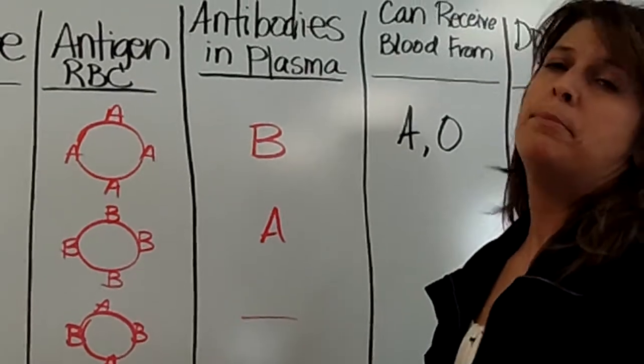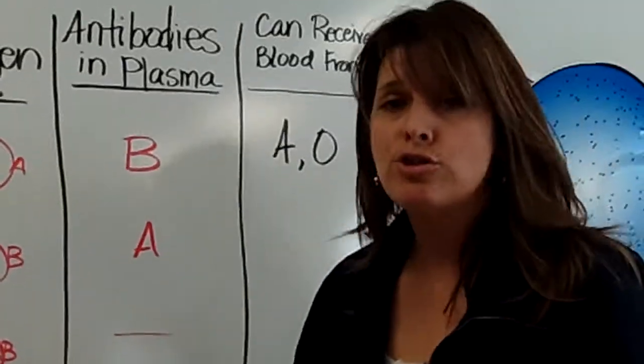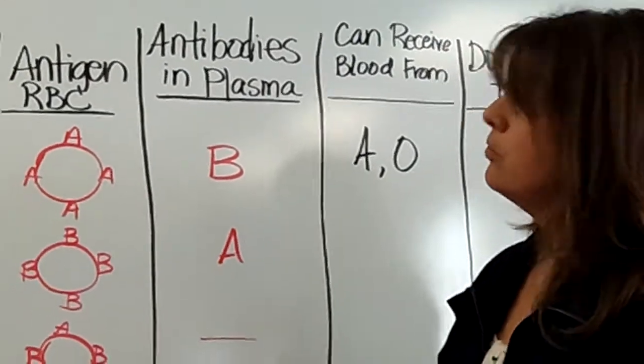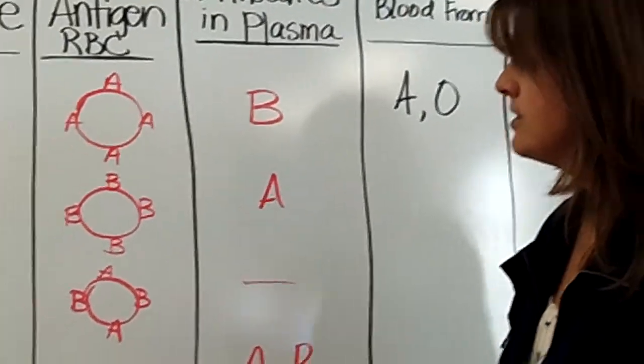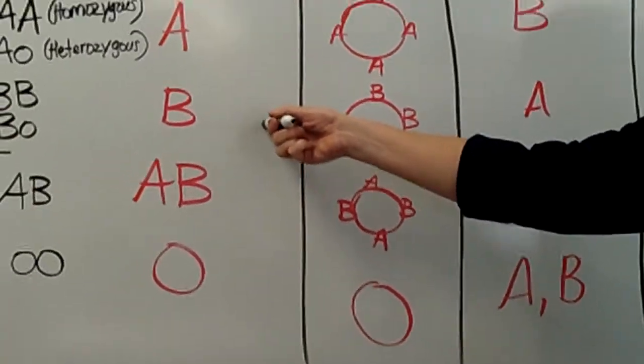Anytime you would need a blood transfusion would be if you were having surgery, or if you were in an accident and you were in the ER. This isn't something that happens very often, but just in case it does, they always test. All right, so here's type B blood.